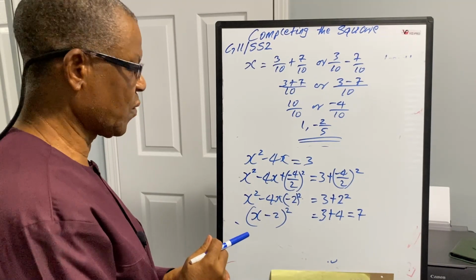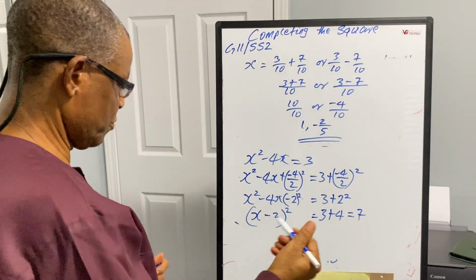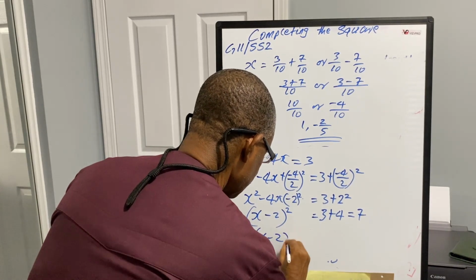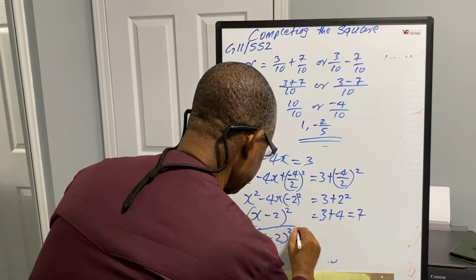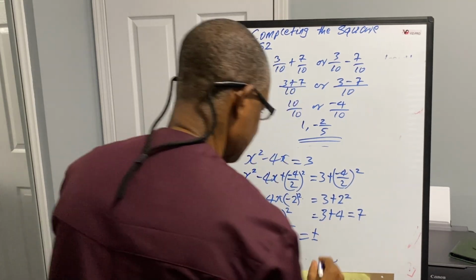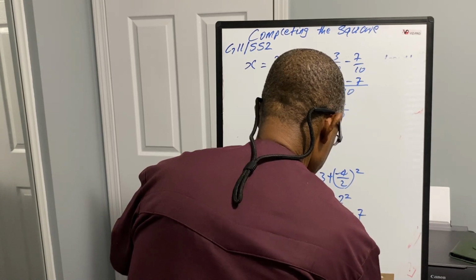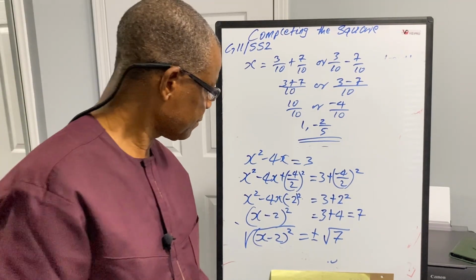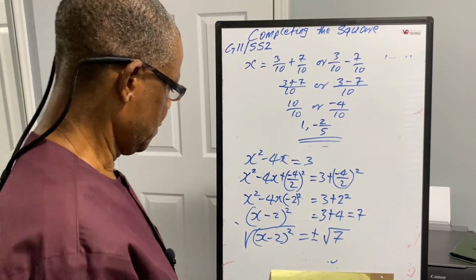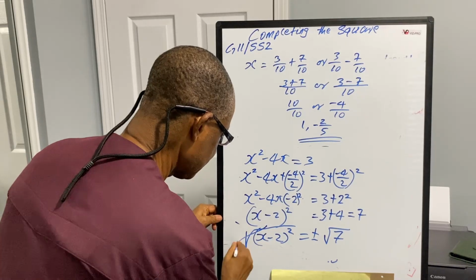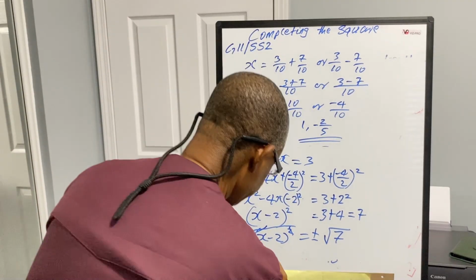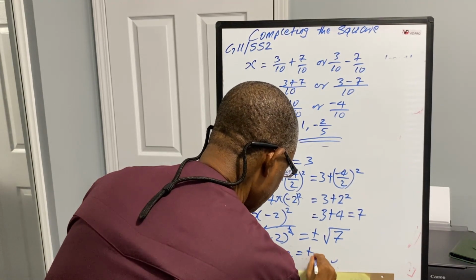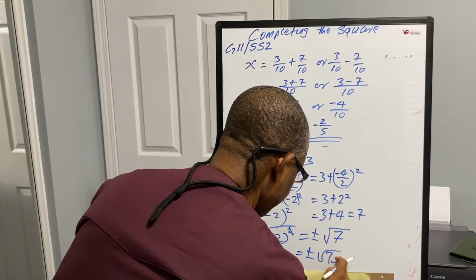So the next thing is to square root both sides. We have x minus 2 raised to power 2 square rooted equals plus and minus the square root of 7. So with the square root cancelling the square, leaving behind x minus 2 equals plus or minus square root of 7.